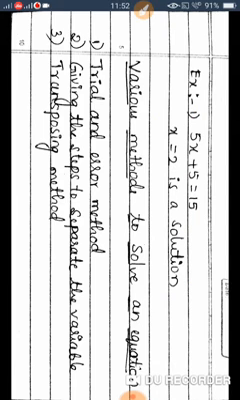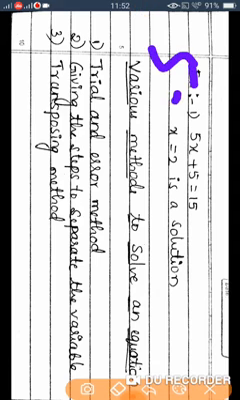Giving steps to separate the variable means, what happens here? Here 5x only I'll take.